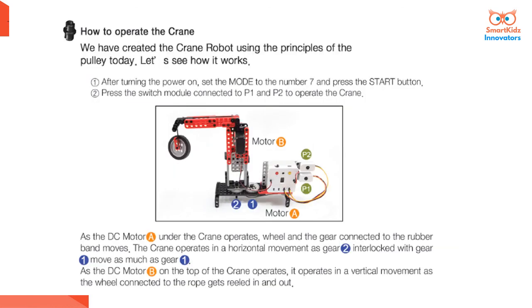Now, we will see how to operate a crane. We have used switch modules in this model, so for the switch modules which are connected to P1 and P2, mode number 7 of the smart controller is used.